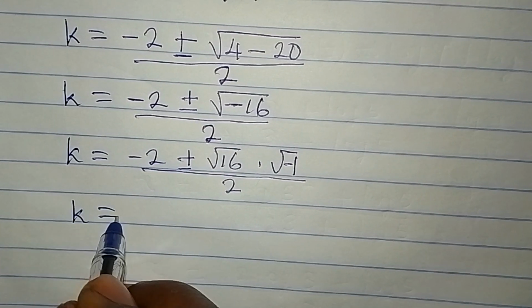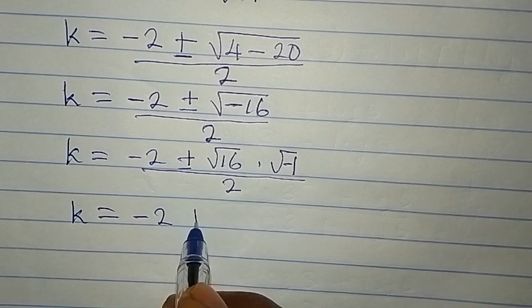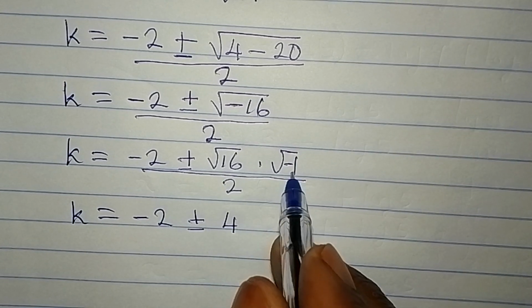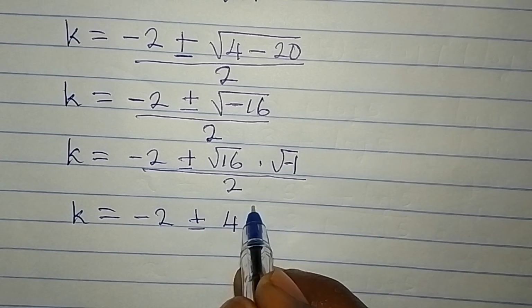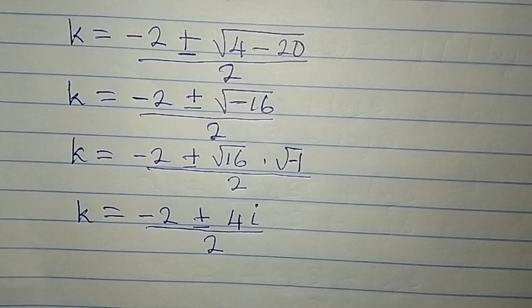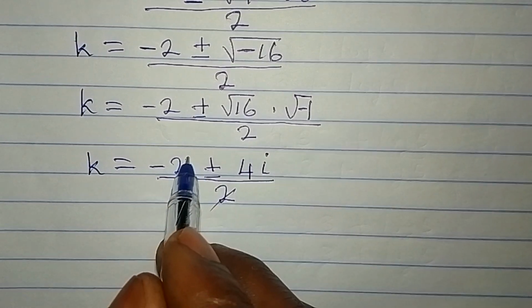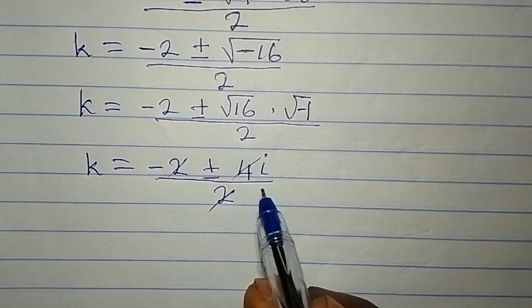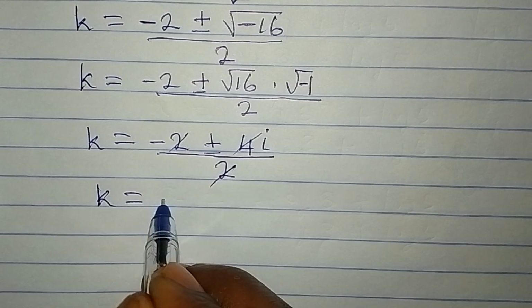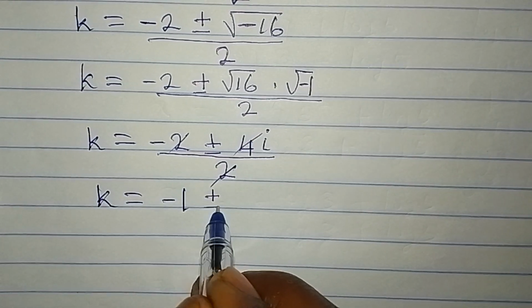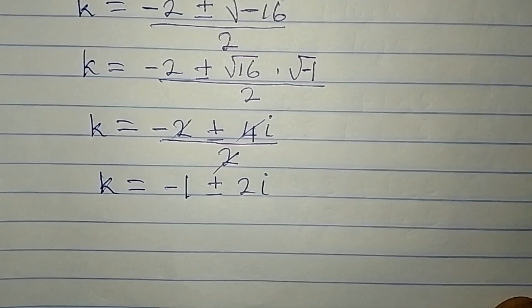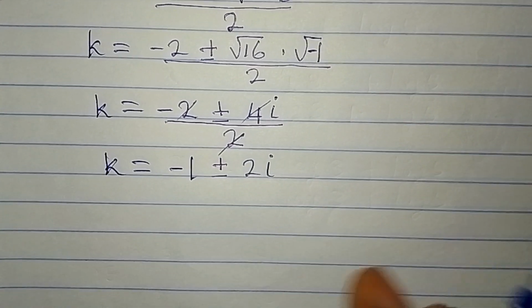Now k here will be equal to negative 2 plus or minus square root of 16, which is 4. Then square root of negative 1 is imaginary, so we take it as i. Then this is over 2. This 2 can go here, and this same 2 can go there, right? So that k will be equal to minus 1 plus or minus 2i. So from here we have a two-in-one solution.